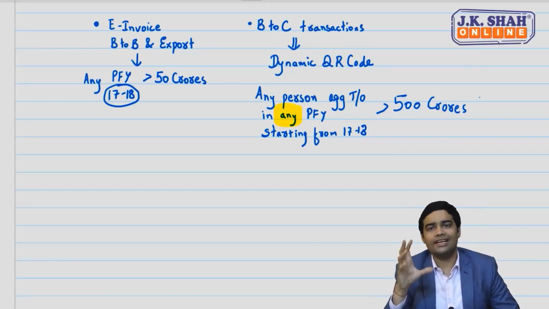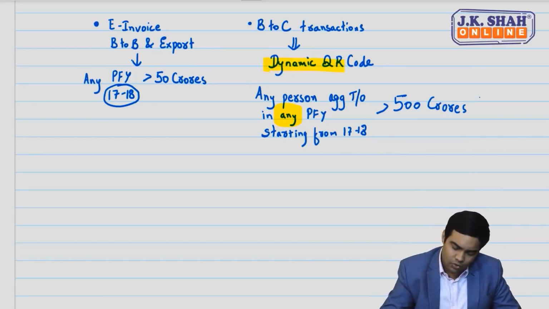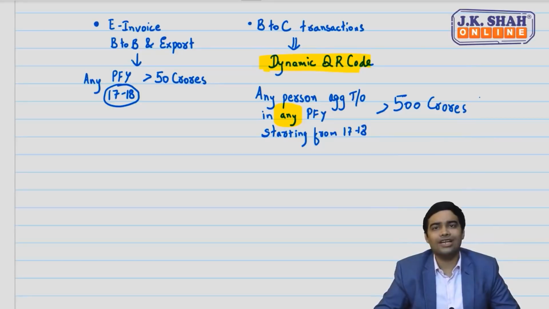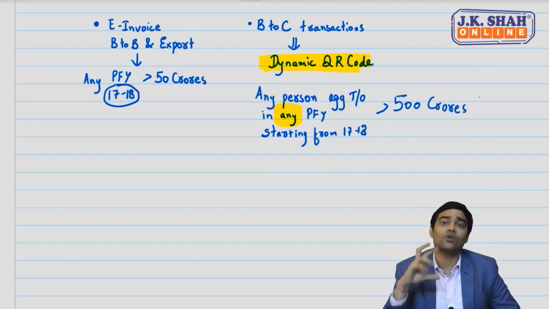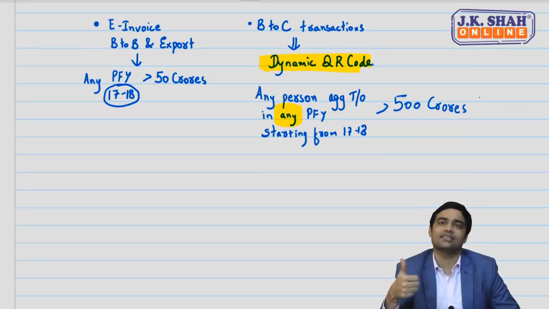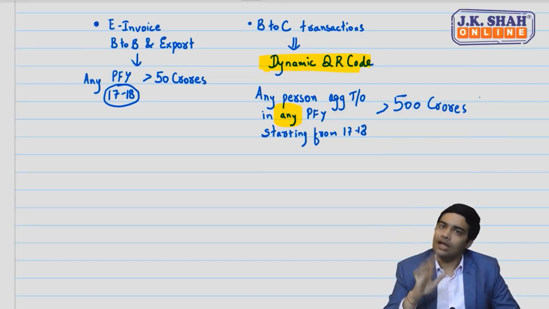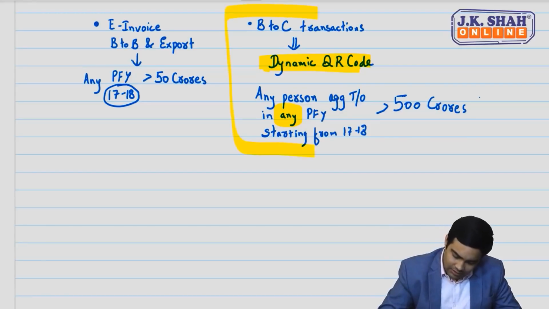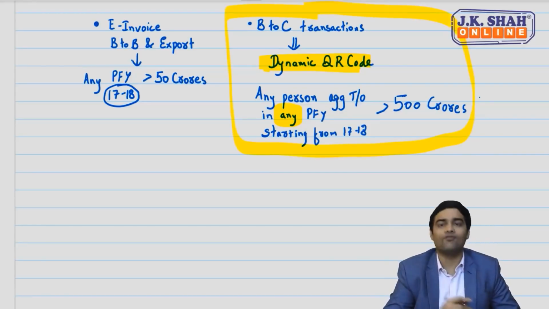So small entities, are they required to display dynamic QR code on invoice? The answer is no. But entities where aggregate turnover was more than 500 crores, are they required to display dynamic QR code on invoice? The answer is yes. Now, the provision is only this much, but it created lot of doubts in the mind of the industry.